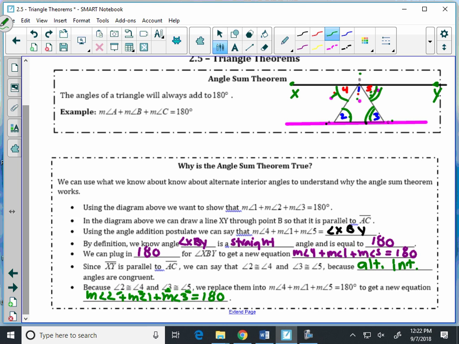Questions over there? That part might seem overwhelming right now. It's just an informal explanation of why this stuff works and why I'm telling you this stuff. So right now, don't necessarily focus on the why. If you find it overwhelming, just focus on the steps. Just focus on the theorem, that all the angles of a triangle add to 180 degrees.